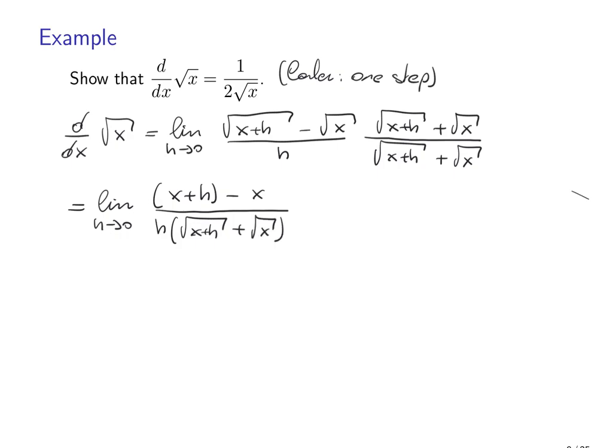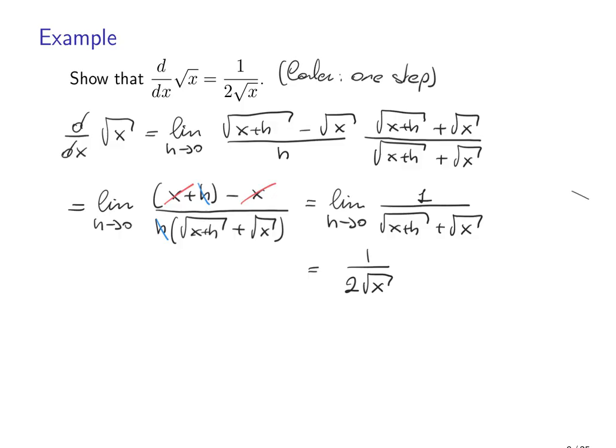We get some nice cancellations happening. The x here and the x here cancel. And then you're left with h in the numerator and h in the denominator, so you can divide those out. What are you left with? You will be left with the limit as h goes to 0 of 1 over square root of x plus h plus square root of x. Now if you let h go to 0 in that expression, you will get 1 over 2 times square root of x, which is precisely what we had to show.